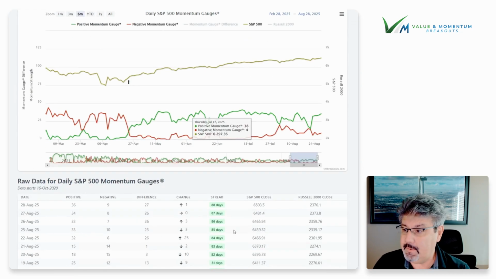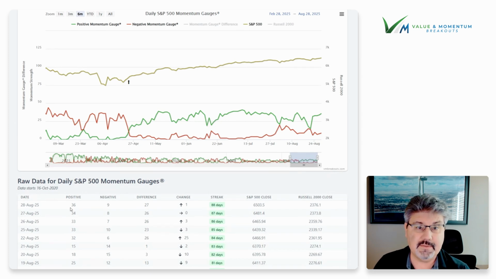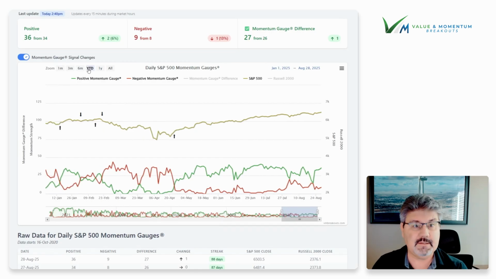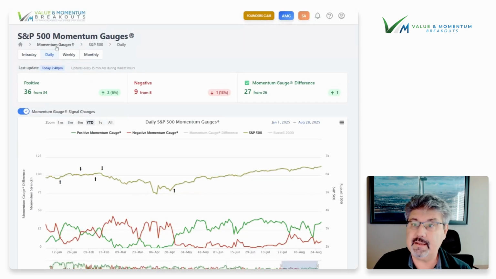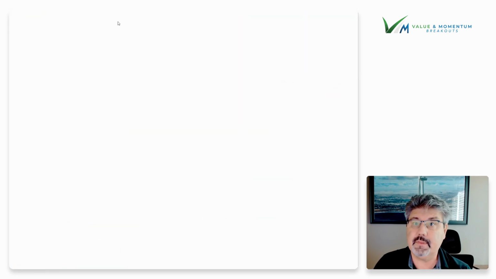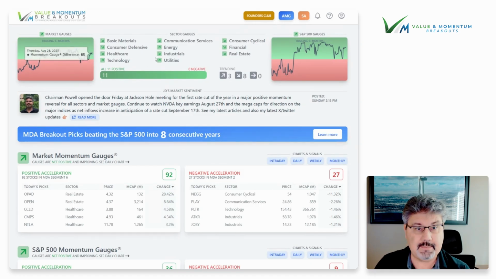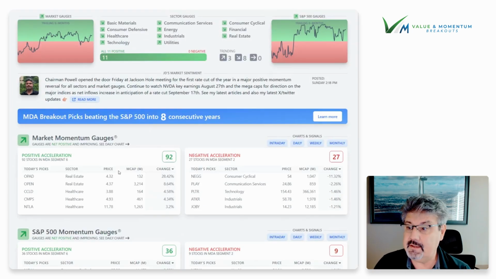So here we are. We're up to 88 days of a positive signal. This is the longest ever in my data. So you can use this as a big gauge. And then lastly, you can use the market. The market gauges will give you the full overview. And we're at 92 to 27, which is extremely positive conditions. This is a good time to buy. All the sectors are positive up here. The really important bellwether sector, technology, is improving. These are really good conditions.